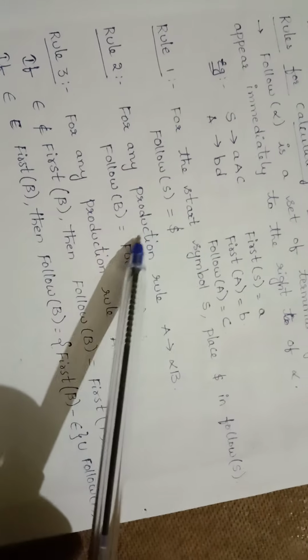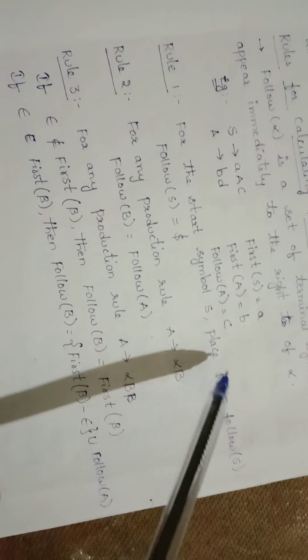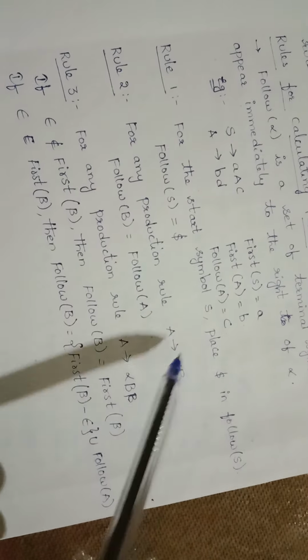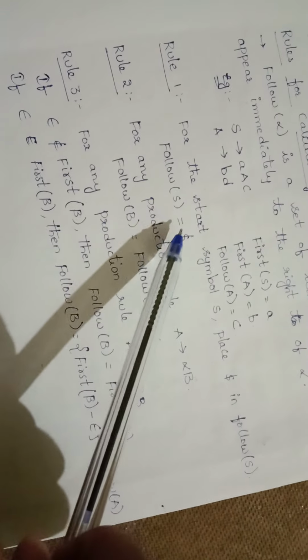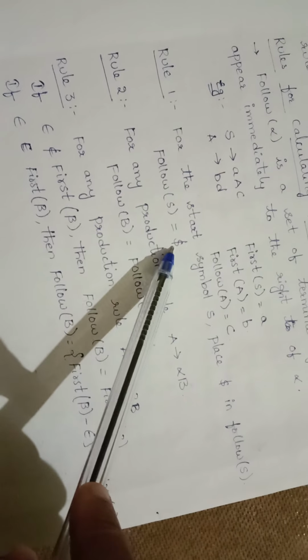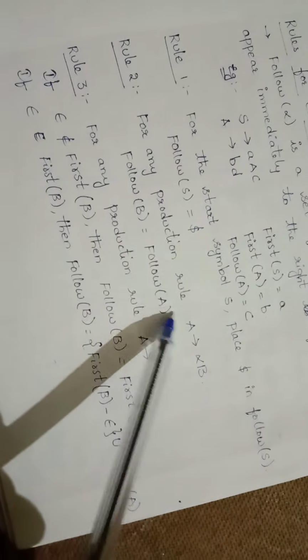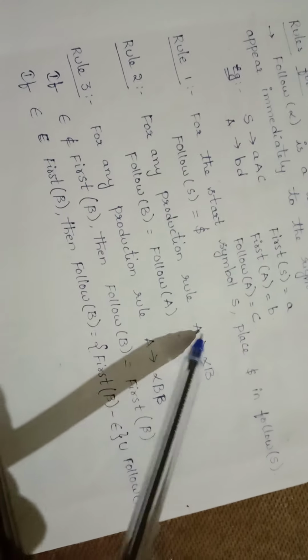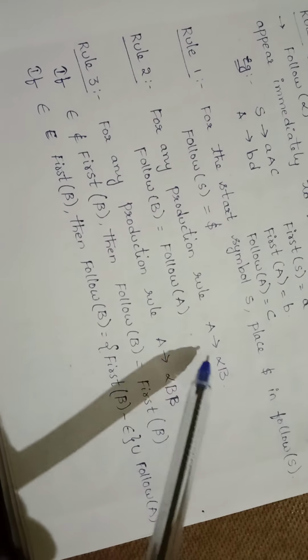And the rules for consideration: for the start symbol S, place dollar in Follow of S. So for the starting symbol S, we need to write dollar first. It's mandatory. Follow of S is nothing but dollar. So Follow of the starting symbol is nothing but dollar. For any production rule A tends to alpha B, if any production rule is in the form of A tends to alpha B, then Follow of B is nothing but Follow of A.